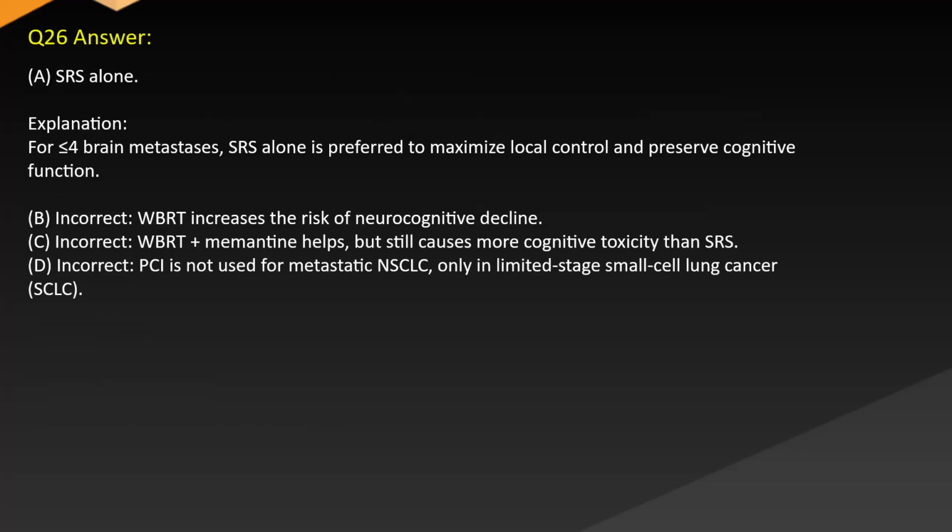Answer: A. SRS alone. Explanation: for limited brain metastases, SRS alone is preferred to maximize local control and preserve cognitive function. B. Incorrect. WBRT increases the risk of neurocognitive decline. C. Incorrect. WBRT plus memantine helps but still causes more cognitive toxicity than SRS. D. Incorrect. PCI is not used for metastatic disease, only in limited stage small cell lung cancer.